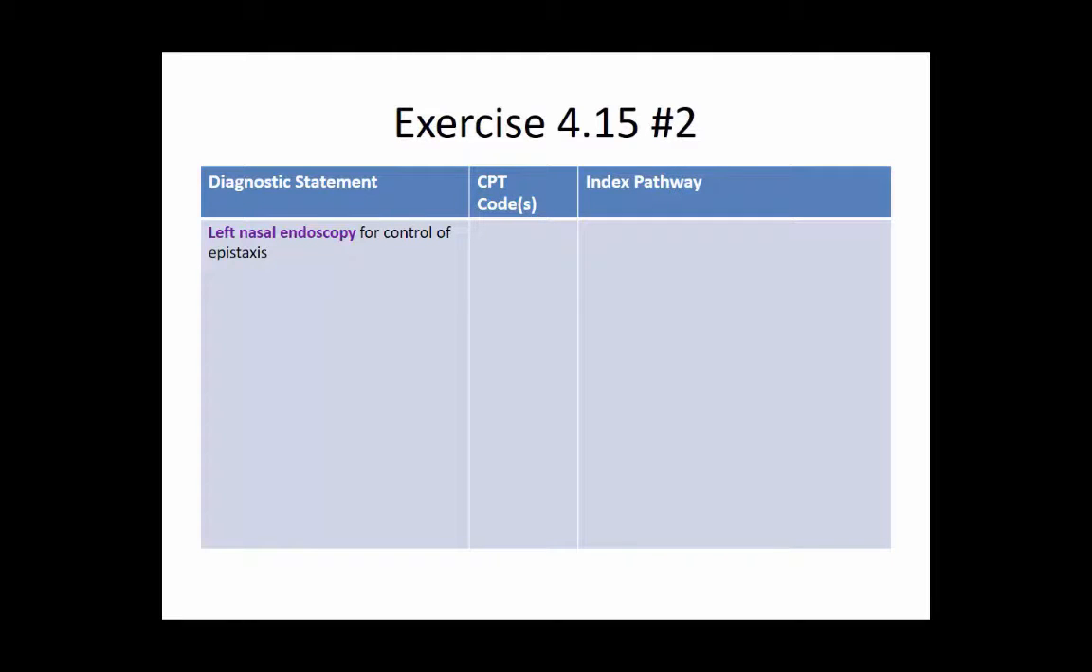Exercise 415, number 2, a left nasal endoscopy for control of epistaxis. Epistaxis is severe bleeding, nosebleeds. Here's the code, the modifier, as well as the path. You can use endoscopy as your main term or the nose. Either way gets you there. And don't forget your modifier.